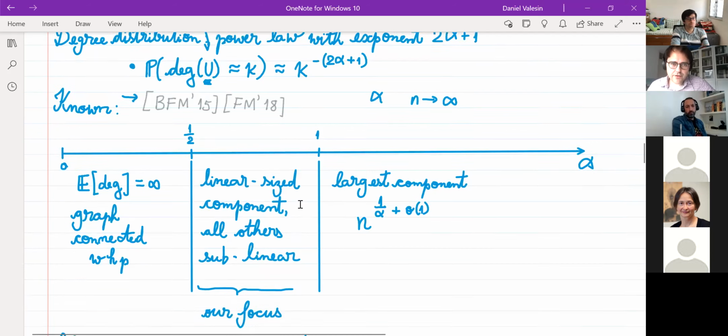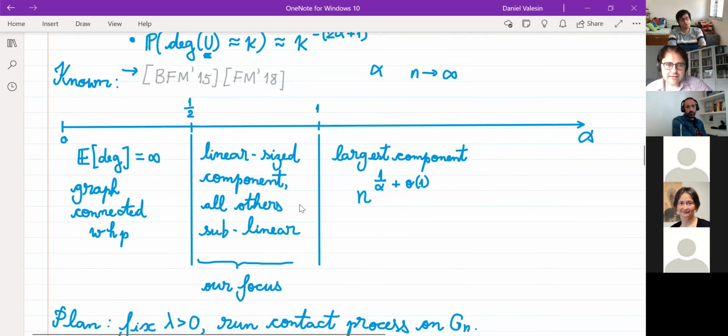For the rest of the talk, I will focus on this intermediate regime where alpha is between a half and 1. The point of that is that I'm interested in running the contact process on this graph, and so I will care more about the case where I have a linear size component. So that discards this upper regime here, because then there are no linear size components.